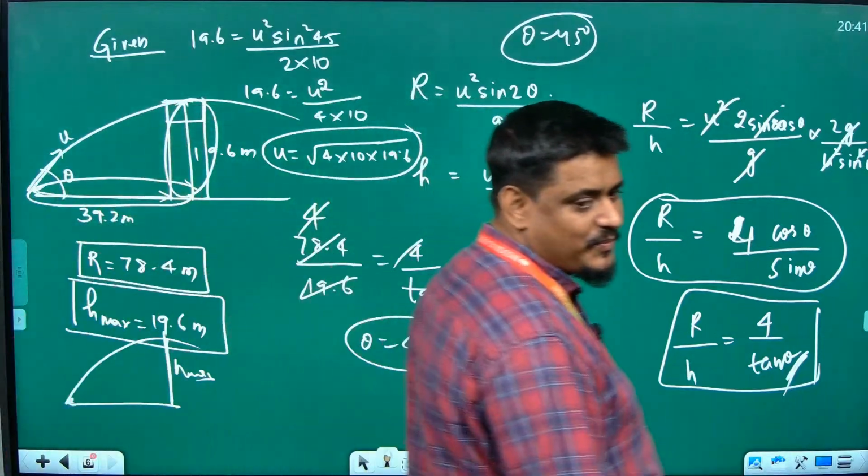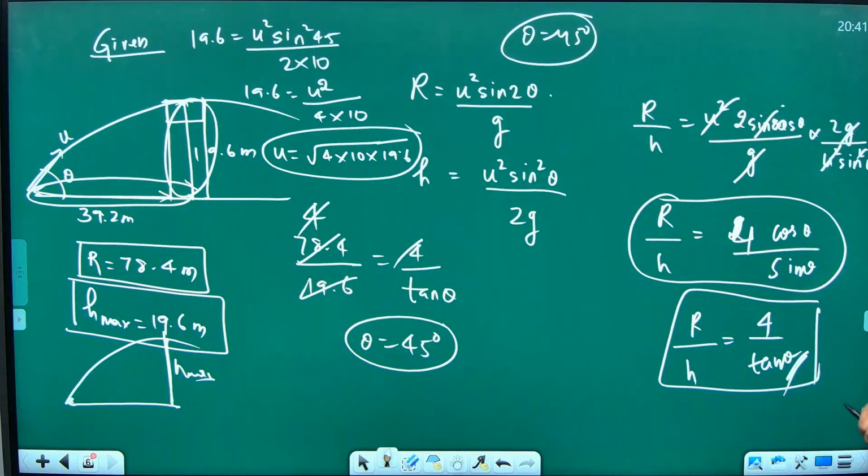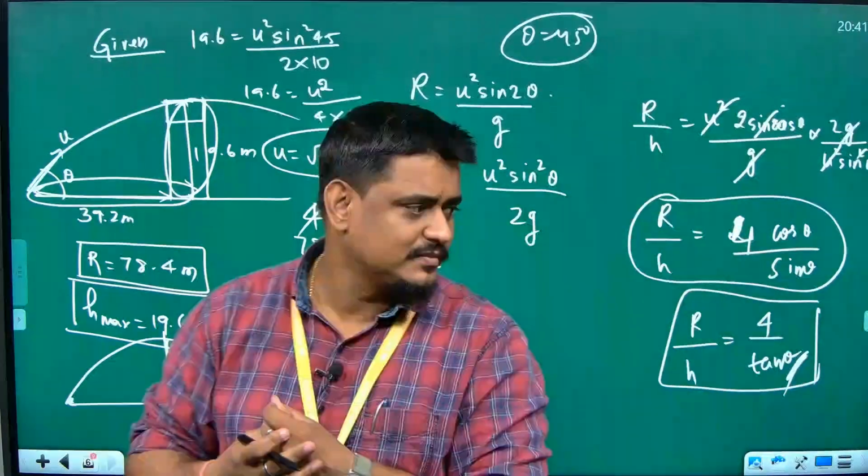Sir, is the building higher or less than the building or is that 90? Yes. And they told it is just passing through the window. That's why it's the H max. I hope you are understanding this, guys. Understanding? Can I proceed further?